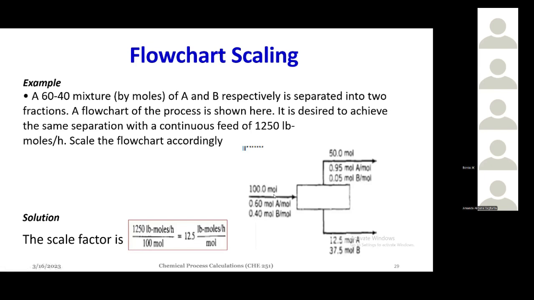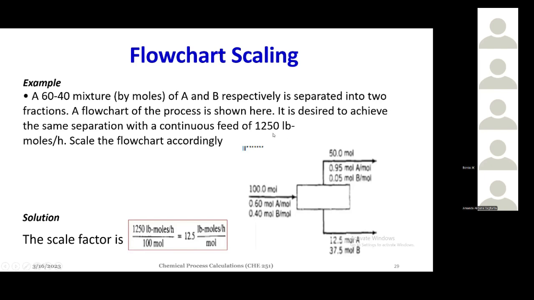And then let's say we've done our balances and everything, and we've gotten our answers. The one coming out here, which is our distillate, is 50 moles. And the one coming down here, I think you have to sum the two, you also get 50 moles. Right? Now, when we change our question, we change our feed from 100 moles to 1250 pound moles.